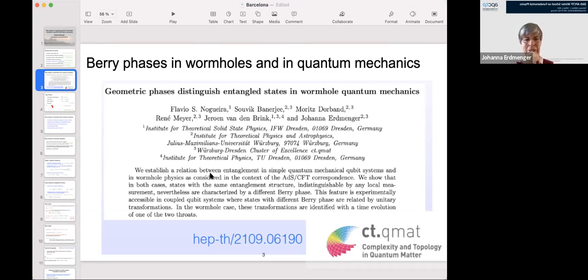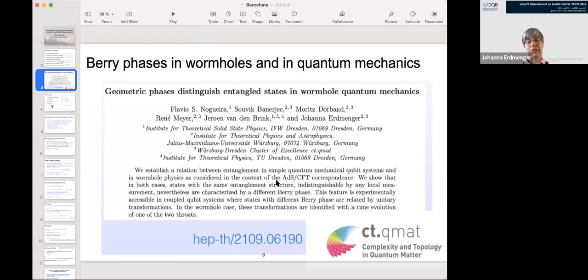Let me read the following to you. We establish a relation between entanglement in simple quantum mechanical qubit systems. The model that we consider is a model with just two spins that interact with each other. And the idea is that a similar structure also arises in wormhole physics in the context of AdS/CFT.